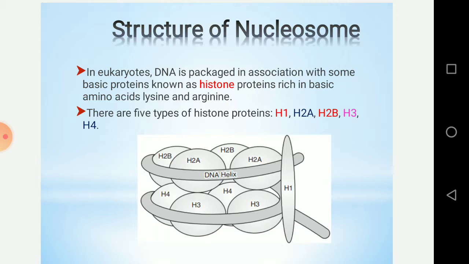And these histones are mostly made up of basic amino acids like lysine and arginine. Why are they made up of basic amino acids? Because they have a positive charge and DNA has a negative charge. You must know that opposite charges attract each other. So due to this attraction, the molecules remain in a specific position.